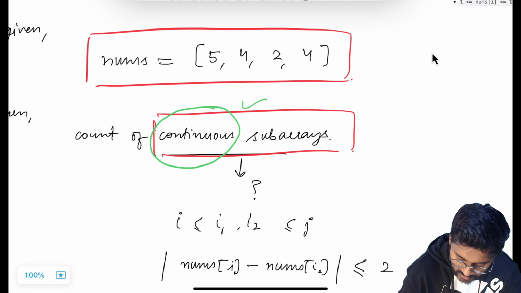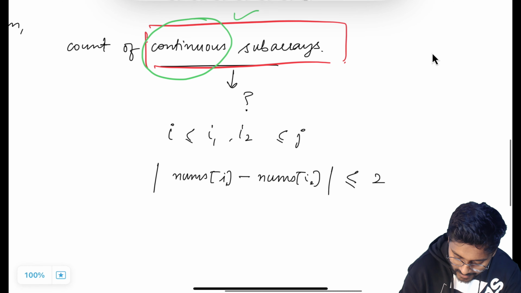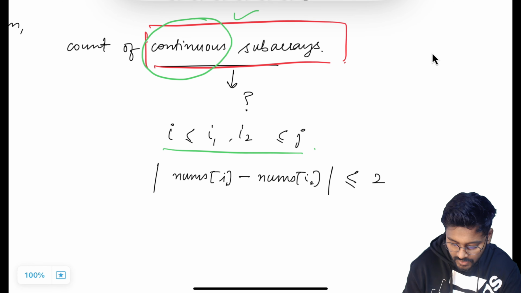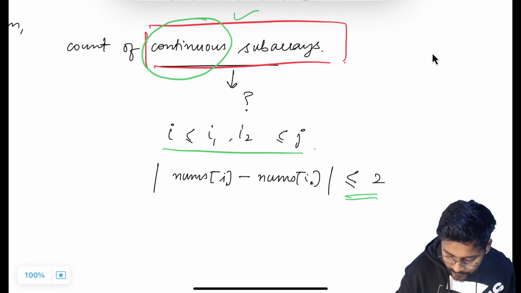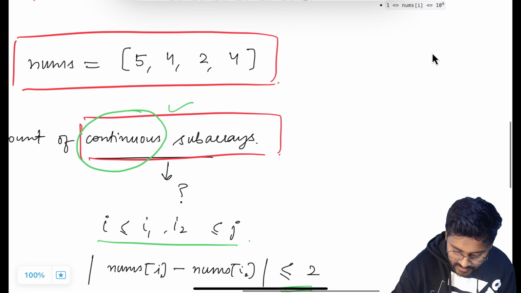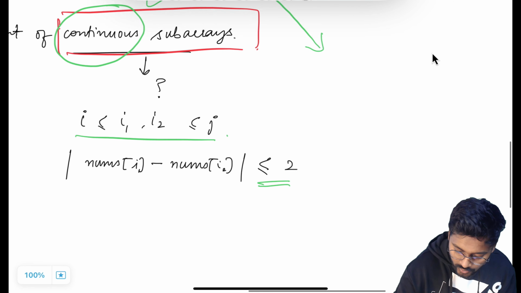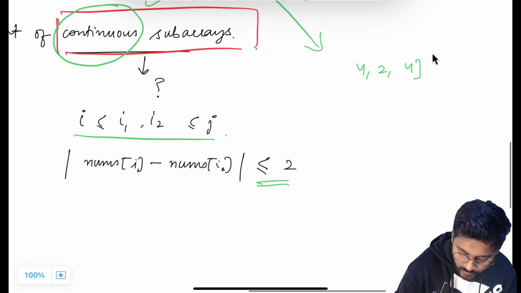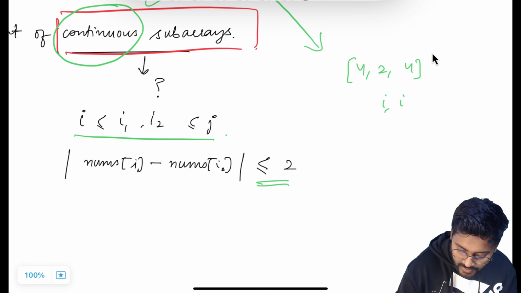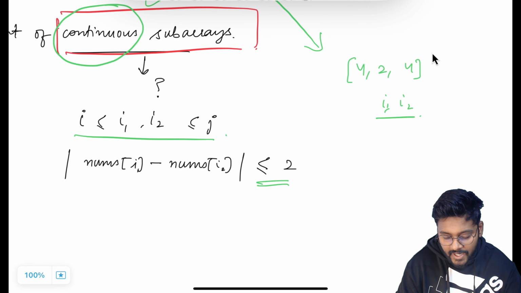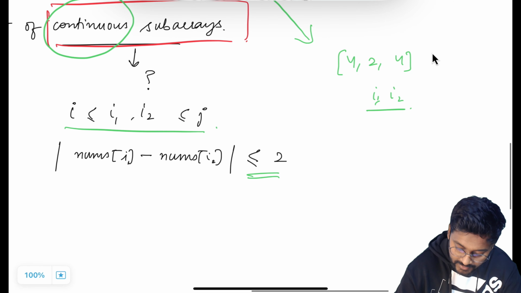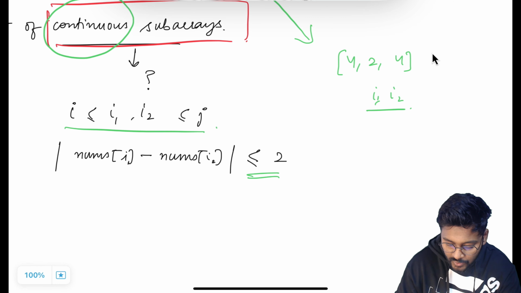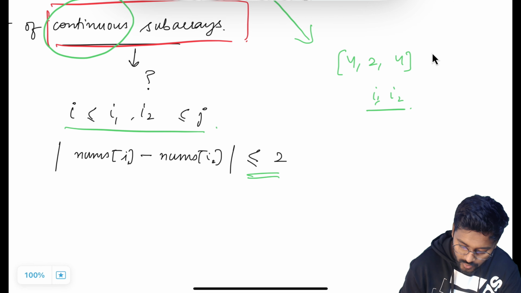What is a continuous subarray? It is saying that if I pick any subarray from index i to j, then the difference between any two elements from that subarray should not cross 2. Let's say in this example, if I pick a subarray from 4 to 4, I can pick any two elements. Let's say i1 and i2 are the indices of that pair. Then the difference between the values of these two elements should not cross 2.